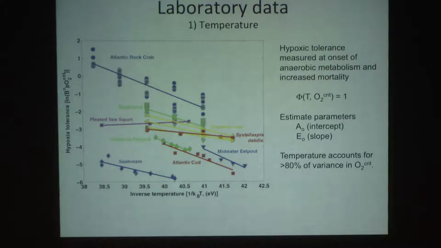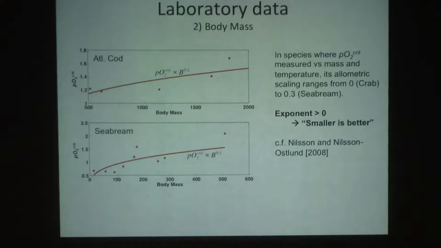Of course, we need to do that in a mass normalized way, and the mass normalization illustrates one other interesting thing, which is that as body mass increases, the critical oxygen pressure tends to increase, although that's not a universal finding. For all the species I'm going to talk about, it was either a flat line or a slightly increasing line, and an increasing line indicates that it's better to be smaller. That is, your likelihood of oxygen starvation is less if you're small.